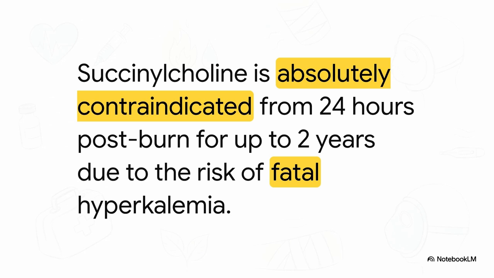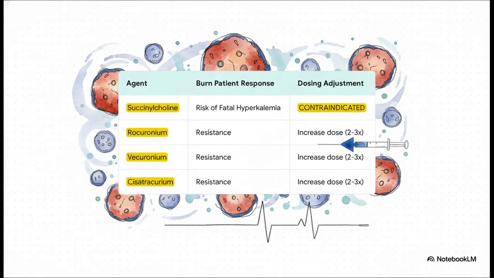No exceptions. Now, the flip side of this upregulation phenomenon is the response you get to non-depolarizing muscle relaxants. The sheer number of available receptors creates a state of profound resistance. The standard dose of a drug like rocuronium just won't be enough to block enough receptors to achieve paralysis.